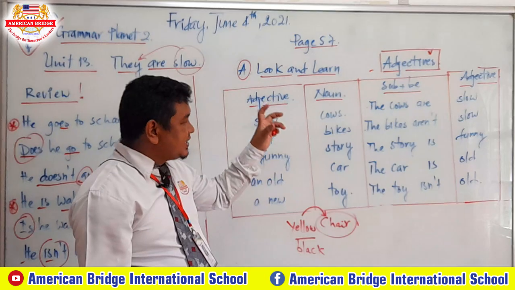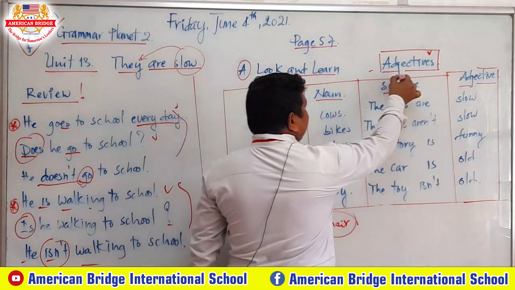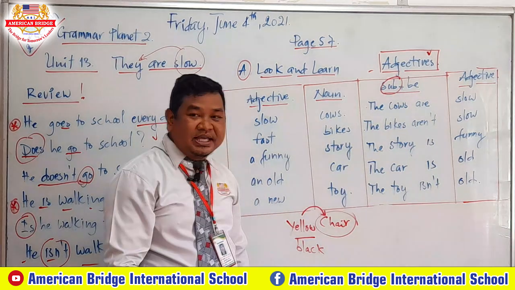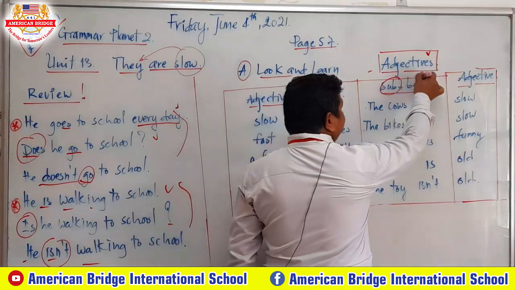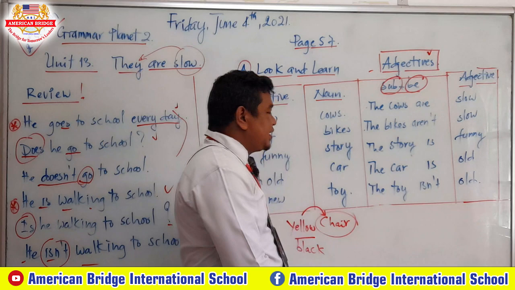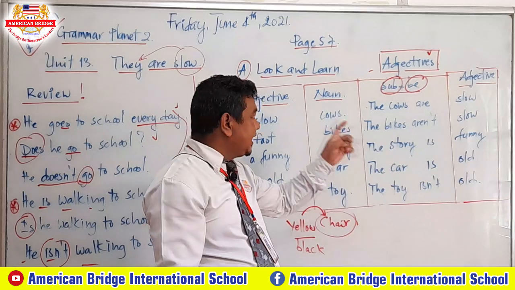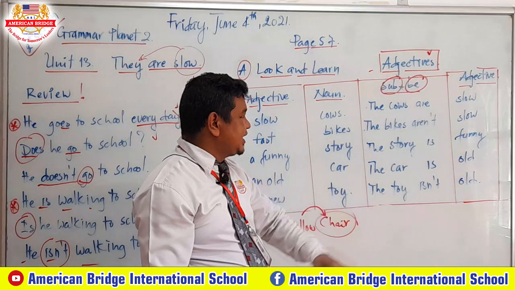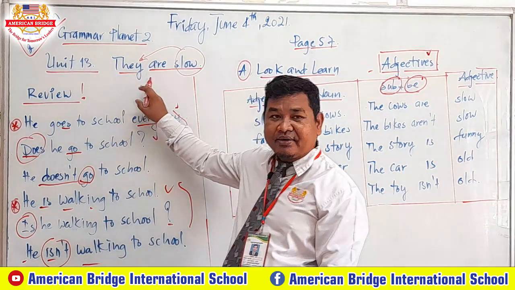And then this one is the subject, means subject. And the other one is the verb be. You already know we have am, is, are, was, and were. But this one is used in the present, am, is, are only. And then an adjective at the end of the sentence. In here, the same as our title.